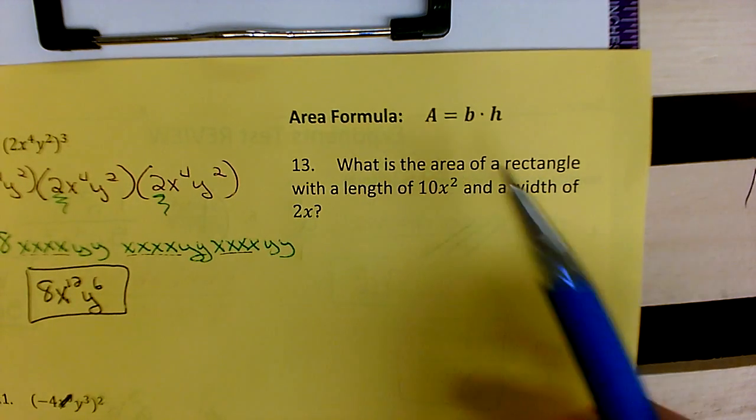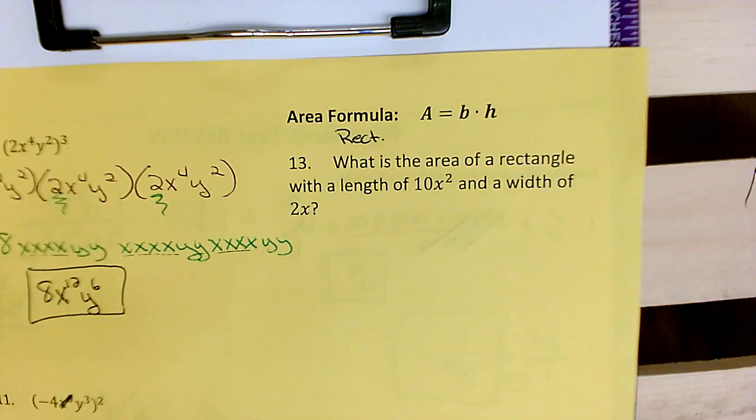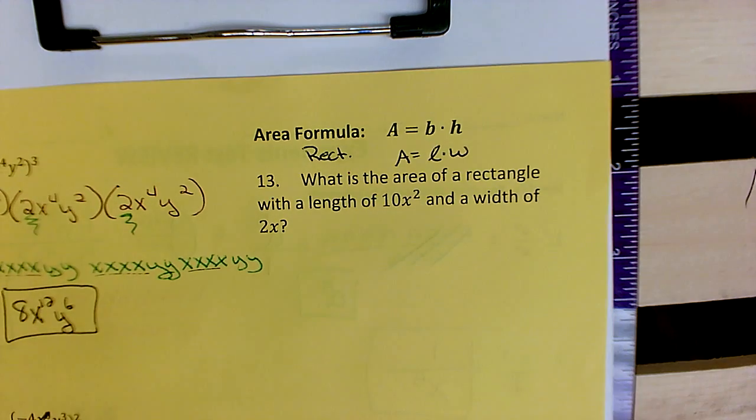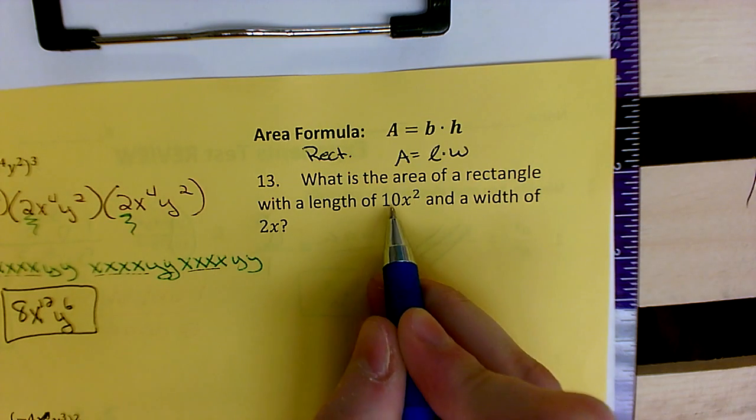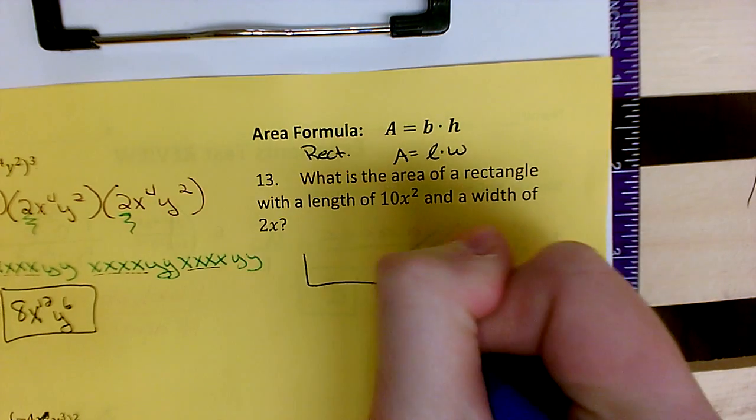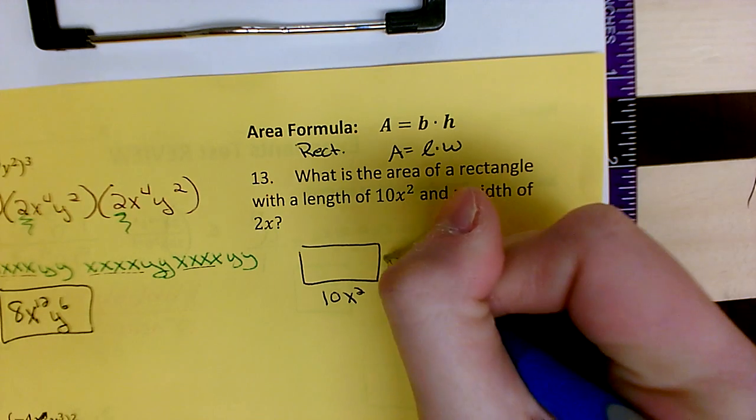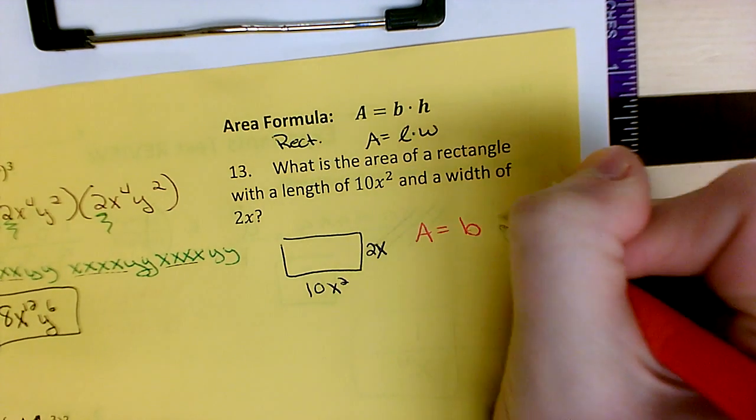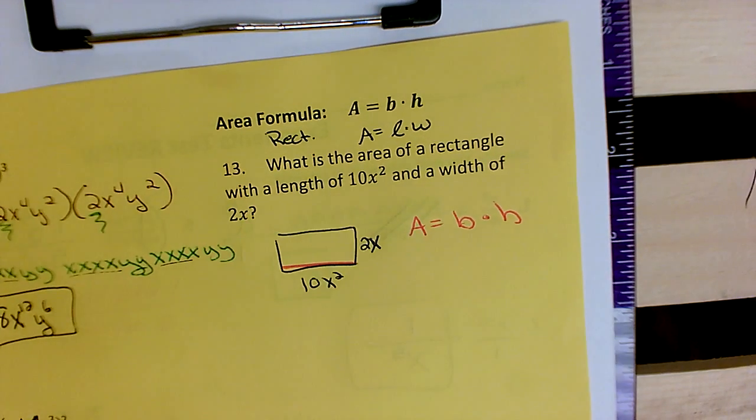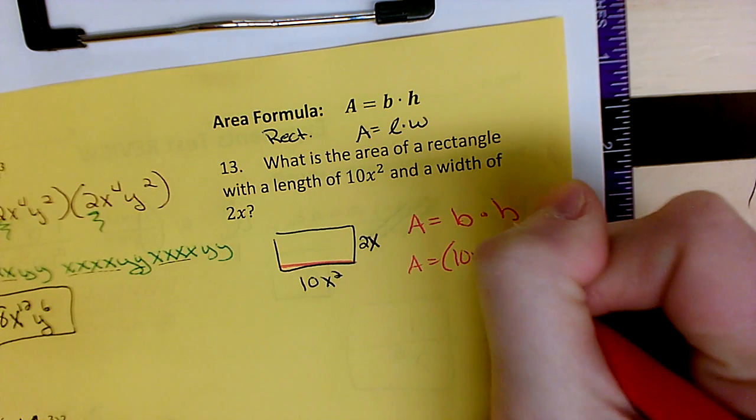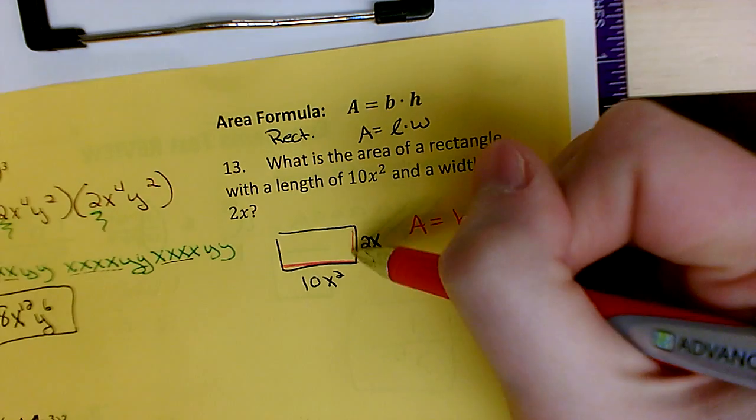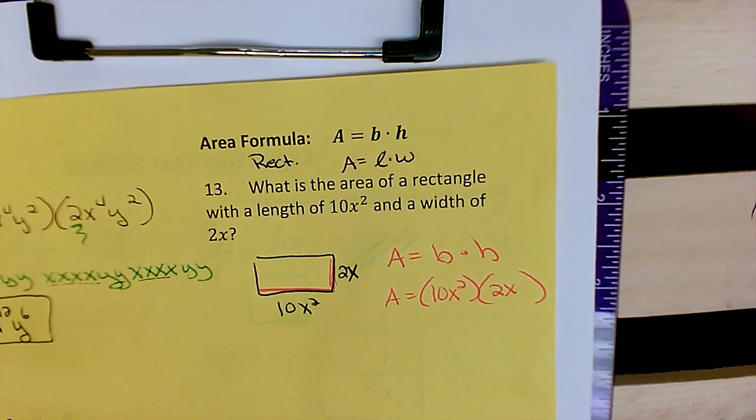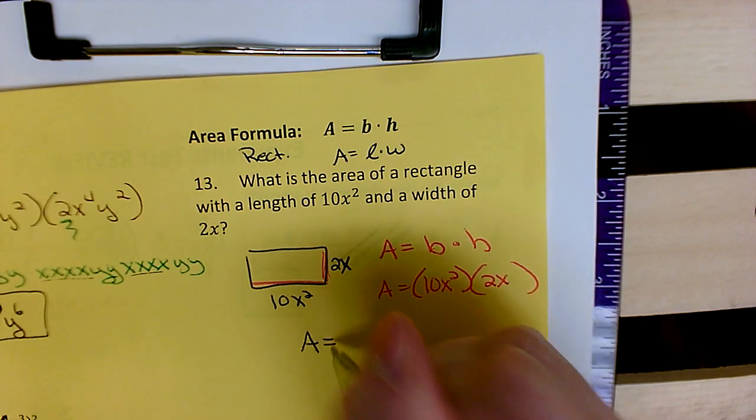Remember that when you're talking about the area formula, and this one is for a rectangle, that's base times height. It is the same thing as length times width. So when they said, what is the area of a rectangle with a length of 10x squared and a width of 2x? So I've got a length of 10x squared, a width of 2x. Well, I know that the area formula is base times height, so the base of that rectangle is 10x squared, and the height of that rectangle is 2x. Well, I'm not doing anything with the A over there on the left. That's just going to be standing for area.